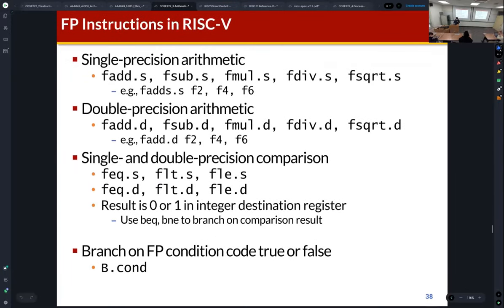Okay, so these are some examples of floating point instructions. If we use a floating point instruction, the instruction starts with f, which represents floating point, and then you can also find the normal arithmetic instructions like this. And you can distinguish single precision or double precision with the postfix. If we use .s, then it represents single precision. And if we use .d, then that means this is a double precision floating point number.